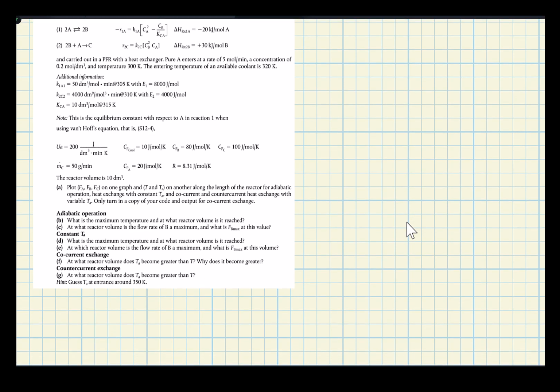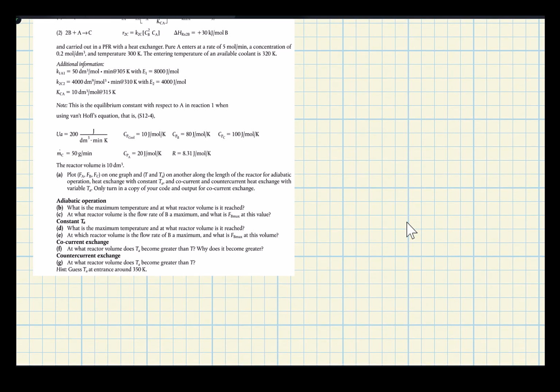And then it gives us a list of constants. So it's giving us our UA, our specific heat capacity for our coolant, our specific heat capacities for all of our different reactants, and then also our R value and our mass flow rate. It's going to be the mass flow rate of the coolant, m dot C. And of course, it's giving you the volume of the reactor, V.